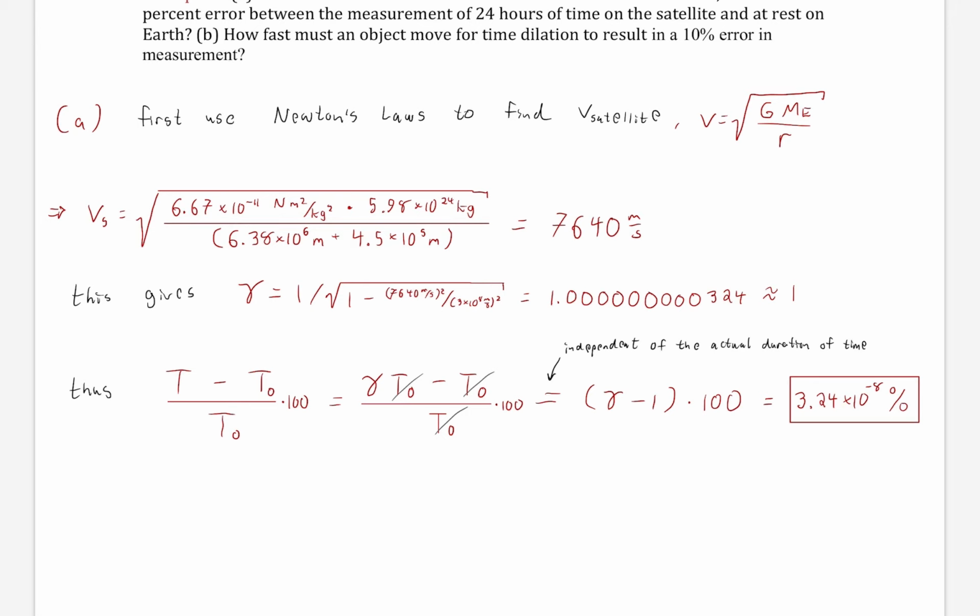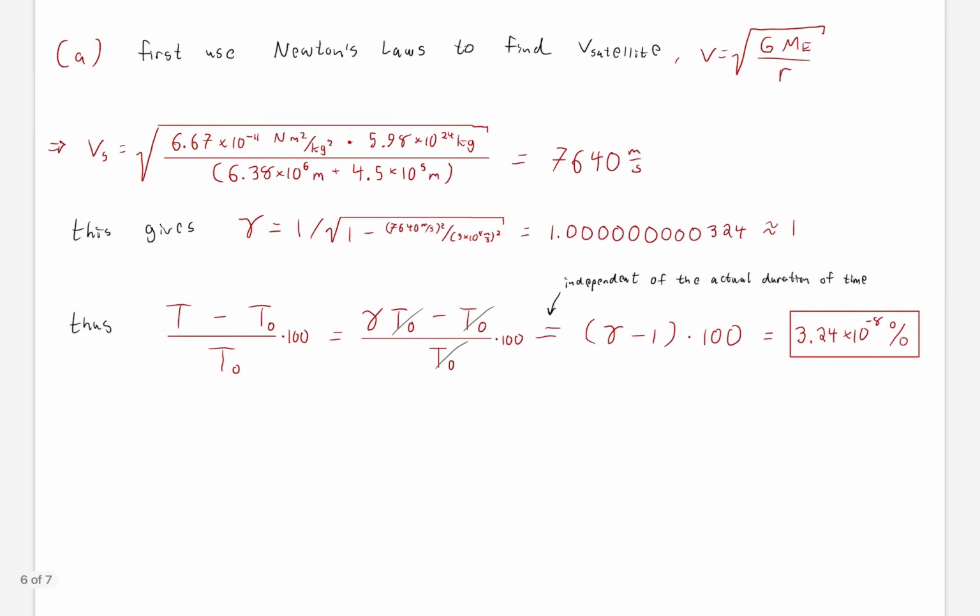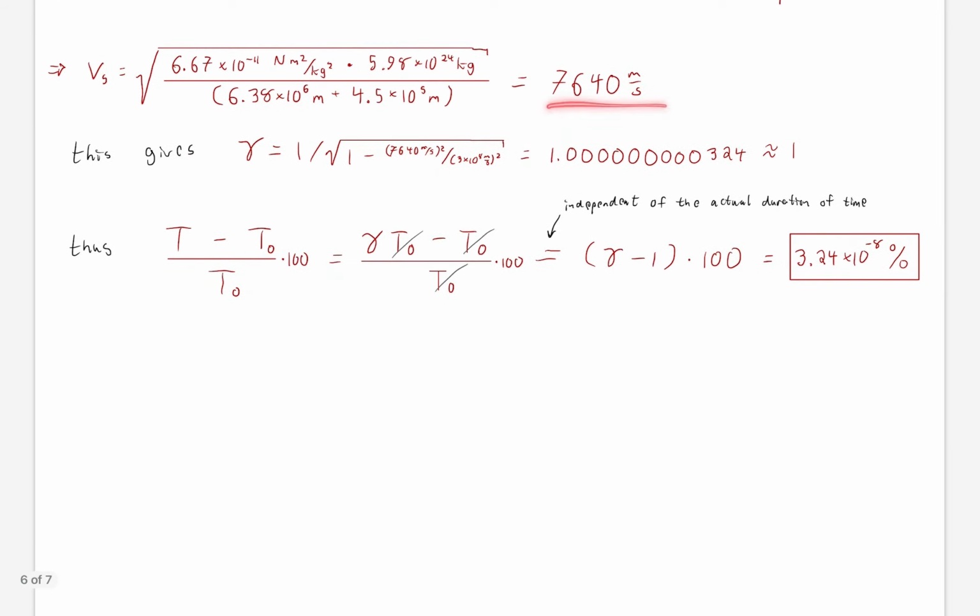But that does beg the question, how fast must an object move for time dilation to result in a 10% error, a significant error? Well, how fast do we have to be going? Well, certainly a lot faster than 7,640 meters per second. Is it as fast as the fastest space probes that are moving maybe 25,000 meters per second, instead of 7,640 meters per second? There are some space probes that are moving 25,000 meters per second, or even 40,000 meters per second. Is that enough? No, probably not, because it's not all that much faster, especially compared to the speed of light at 300 million.